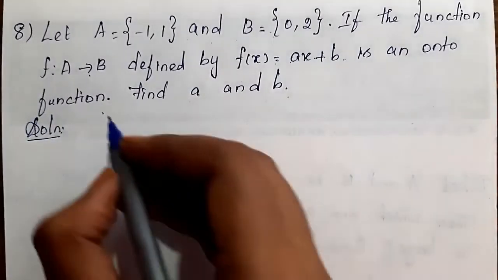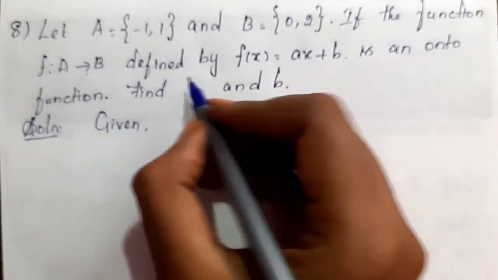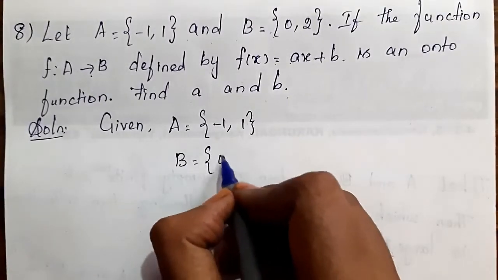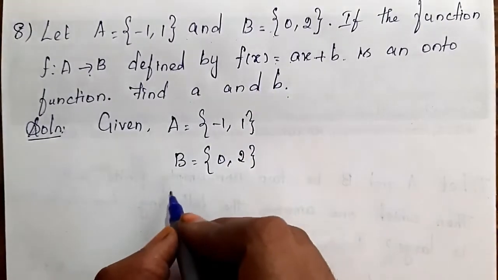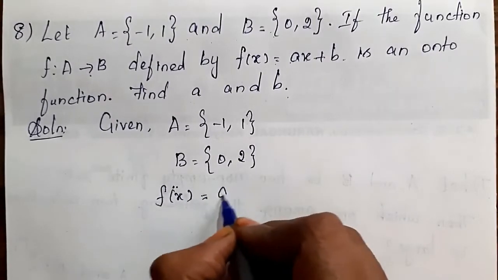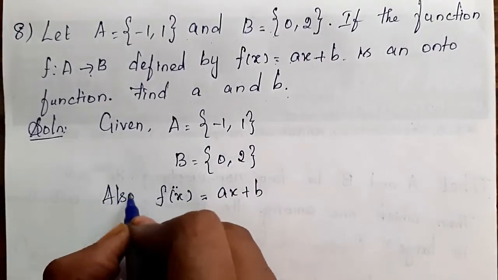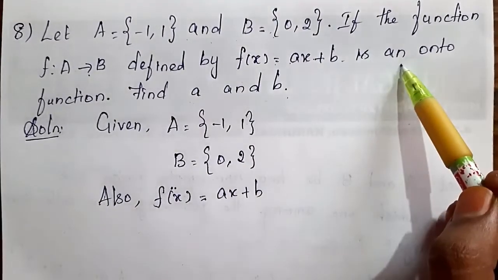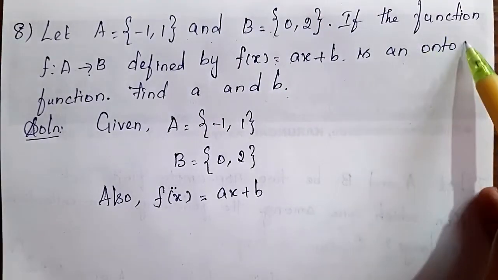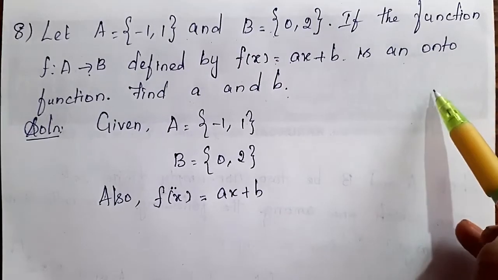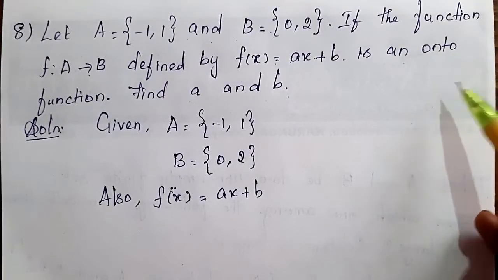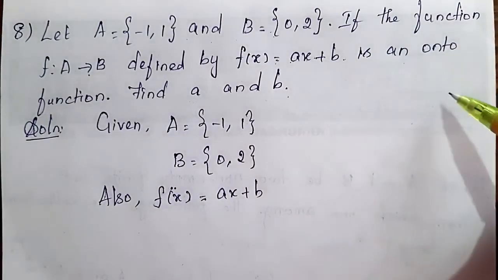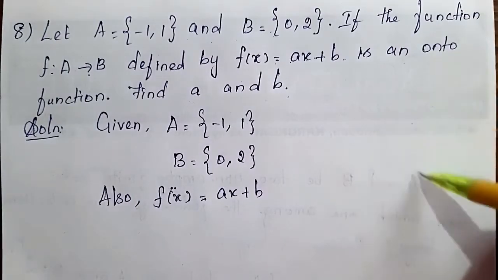First we can write what is given in the question. Given set A equal to {-1, 1}, then set B equal to {0, 2}. Also given f(x) = ax + b. These are given in the question. One more thing is given, it is onto. It is an onto function. So what is the meaning of onto? Onto means range equal to codomain. That means all the elements in the codomain have the pre-image.